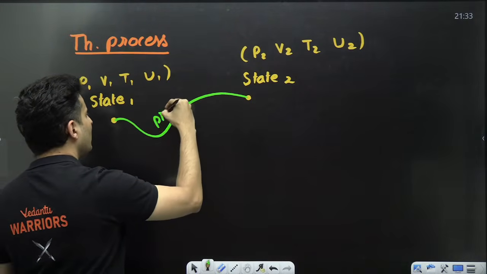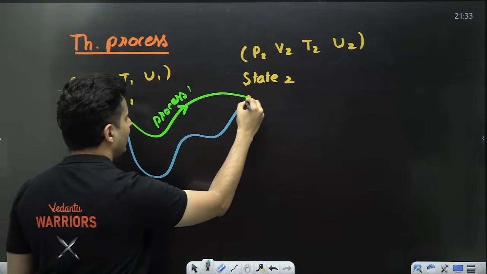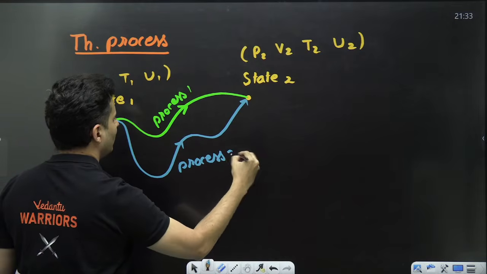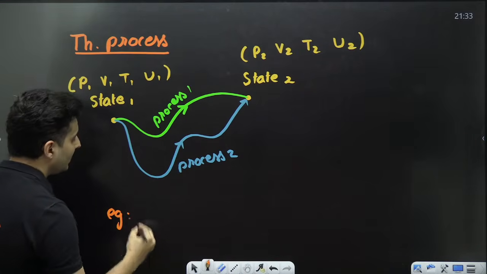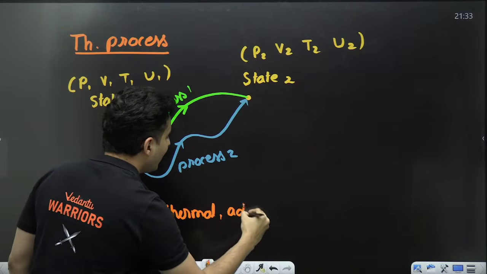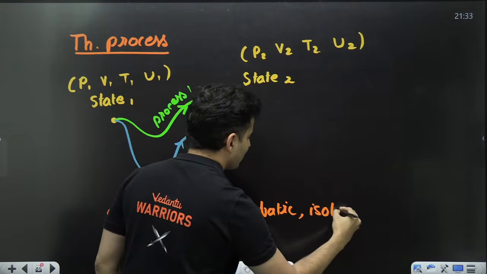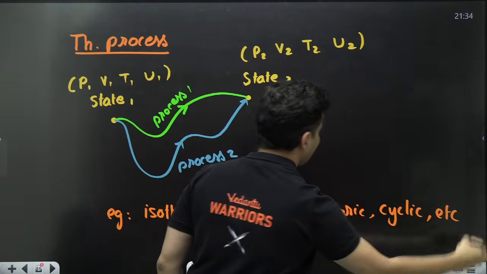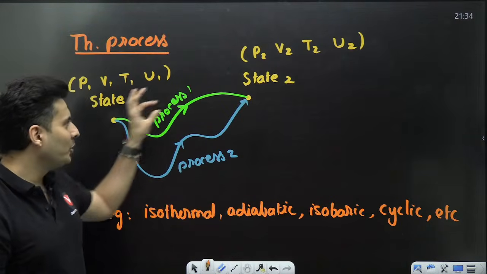So this could be maybe process 1. You can also go from this state to another state, or that same state, in another process. This could be different kinds of process. The examples of processes could be like isothermal process or adiabatic process. We'll read and study more about these processes in a bit. Or isobaric process or cyclic process. All these are basically examples of processes where you go from one situation to another situation. Maybe you are a zero, you become a hero.